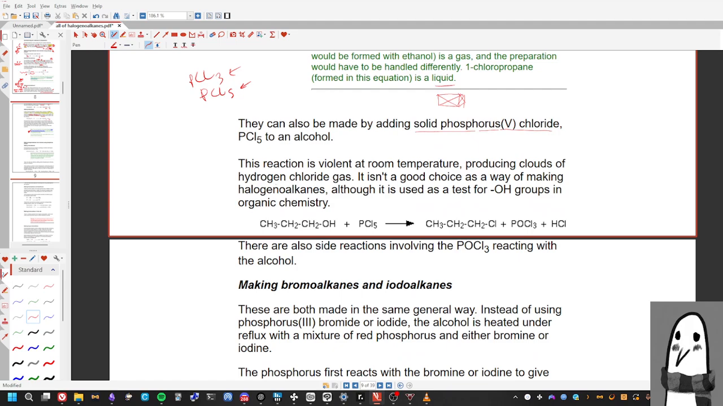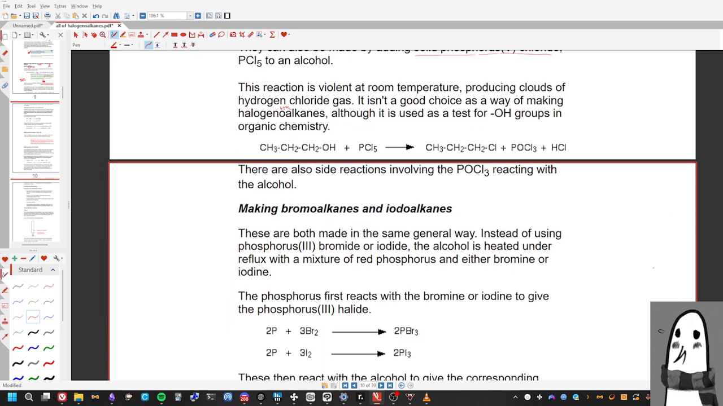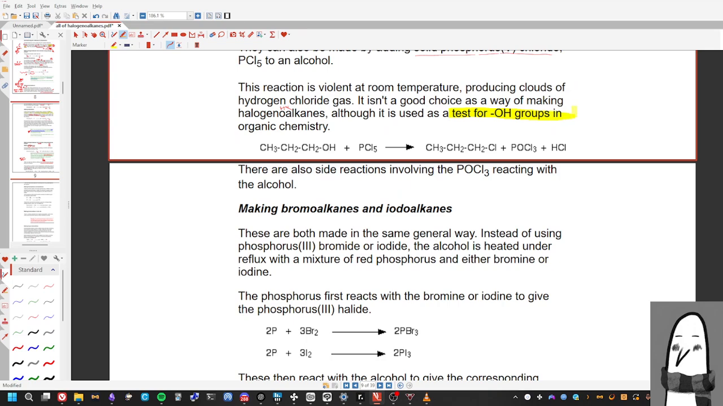So it does form a hydrogen halide, HX, but it's not a good choice as a way of making haloalkanes, although it is used as a test for OH groups in organic chemistry. That is its only use here. Other than that, it's not good because it just produces clouds of gas.